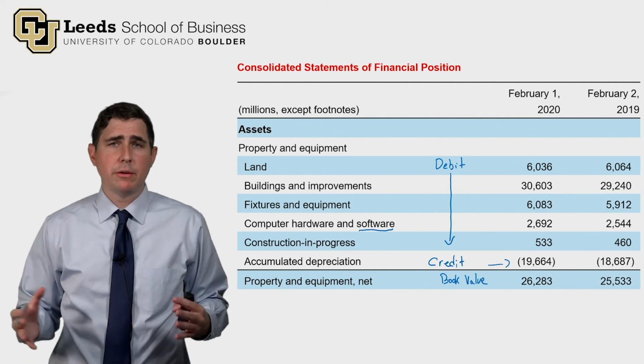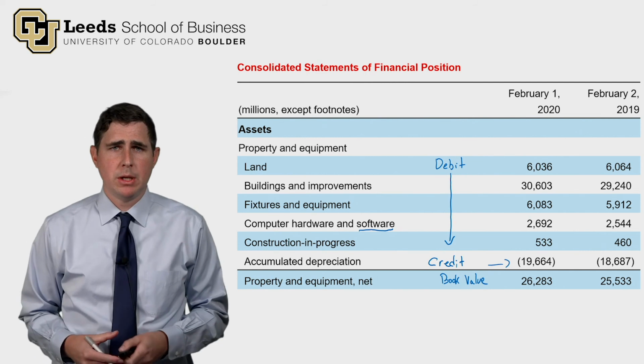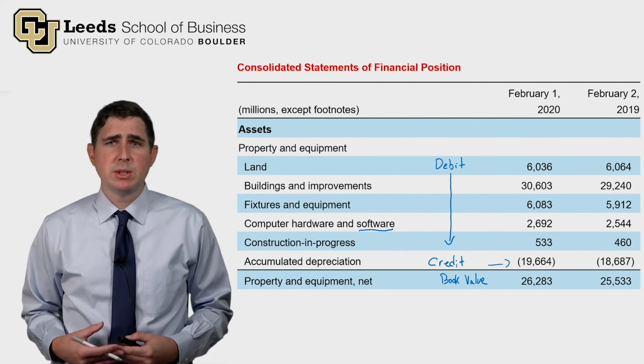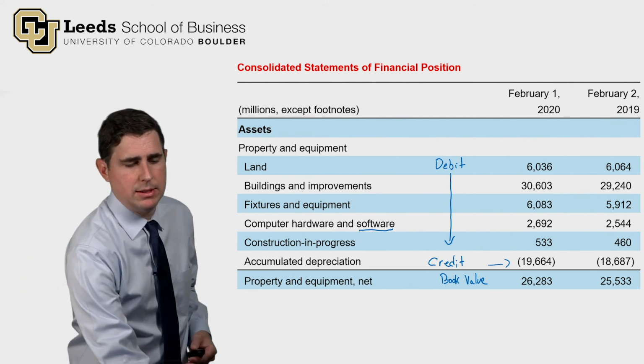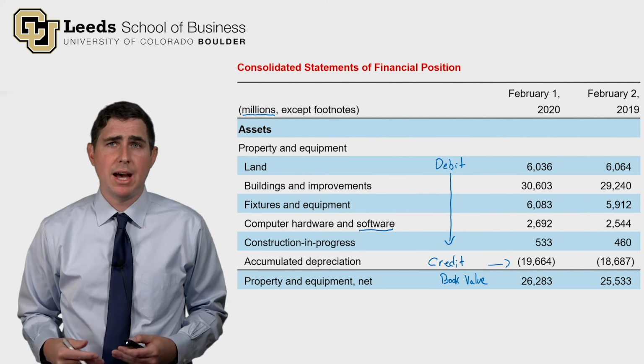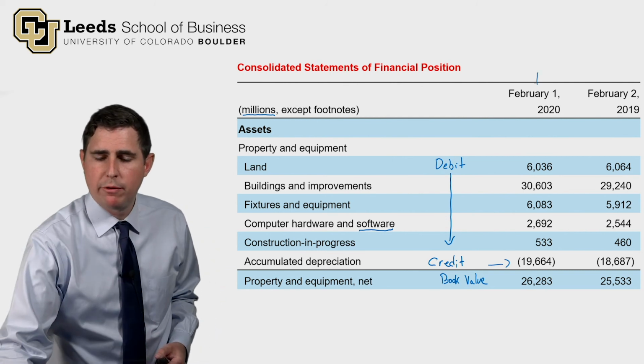Net book value and book value are interchangeable terms. So the book value of all of their property and equipment is $26.2 billion, since this balance sheet is in millions. That's how much property and equipment Target has on hand on February 1st, 2020.